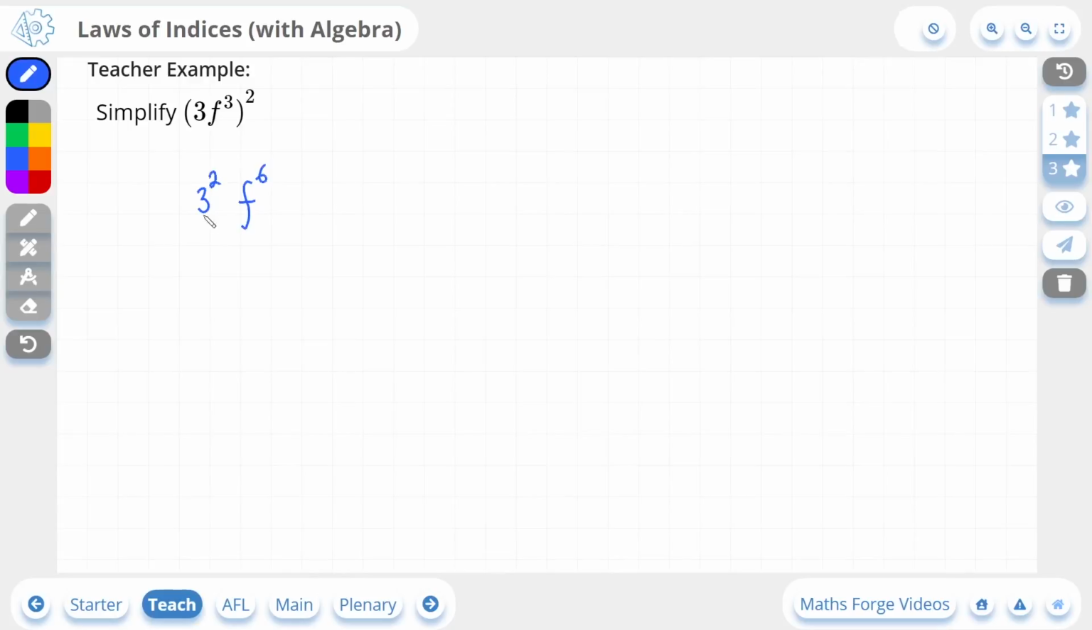So now that we have 3 to the power of 2, f to the power of 6, I can see that we can simplify 3 to the power of 2 to give us 9. And then we're going to be left with f to the power of 6. And this should be our final answer in its simplest form, 9f to the power of 6. And if we check our answer, there it is.